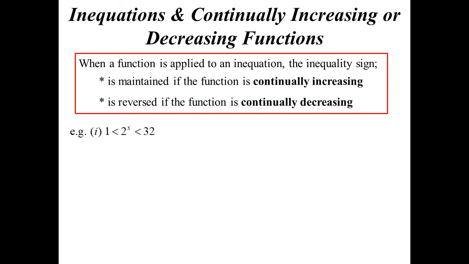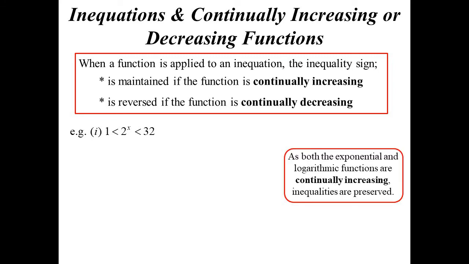So for something like this, I want to solve 1 is less than 2 to the power of x is less than 32. As I say, both the exponential and the log are continually increasing curves. So I could apply either of those functions to this equation and the inequality sign will stay the same. Well, looking at it, it would be silly to do the exponential one. It's already an exponential. But if I log each of them, then it's still okay. And notice I've chosen base 2. The reason I chose base 2 is that's how I will undo the 2 to the power. Keep the base the same.